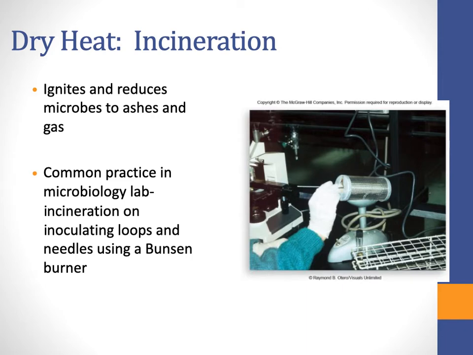Now when we look at dry heat, one of the common techniques that's used in the lab is incineration with your Bunsen burner, where you incinerate your inoculation loop. Keeping in mind that if you have that nice blue cone on your flame, that tip of the flame is around 600 degrees Celsius, so it's extremely hot. So you're able to light anything that's on that inoculating loop on fire, so it gets incinerated.